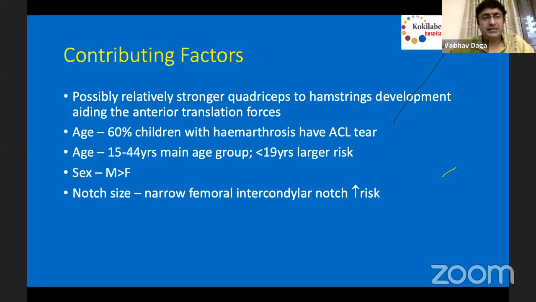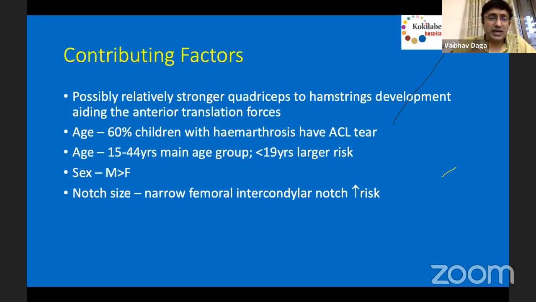Contributing factors, as we said, possibly include relatively stronger quadriceps to hamstring development, aiding the anterior translation forces. If there is a difference between the quads and hams ratio, initially it was said the quads ratio has to be 2 times more than the hams ratio. According to the literature, with a 2:1 difference in ratio, the anterior translation forces were greater, and it made the ACL more vulnerable to give way.